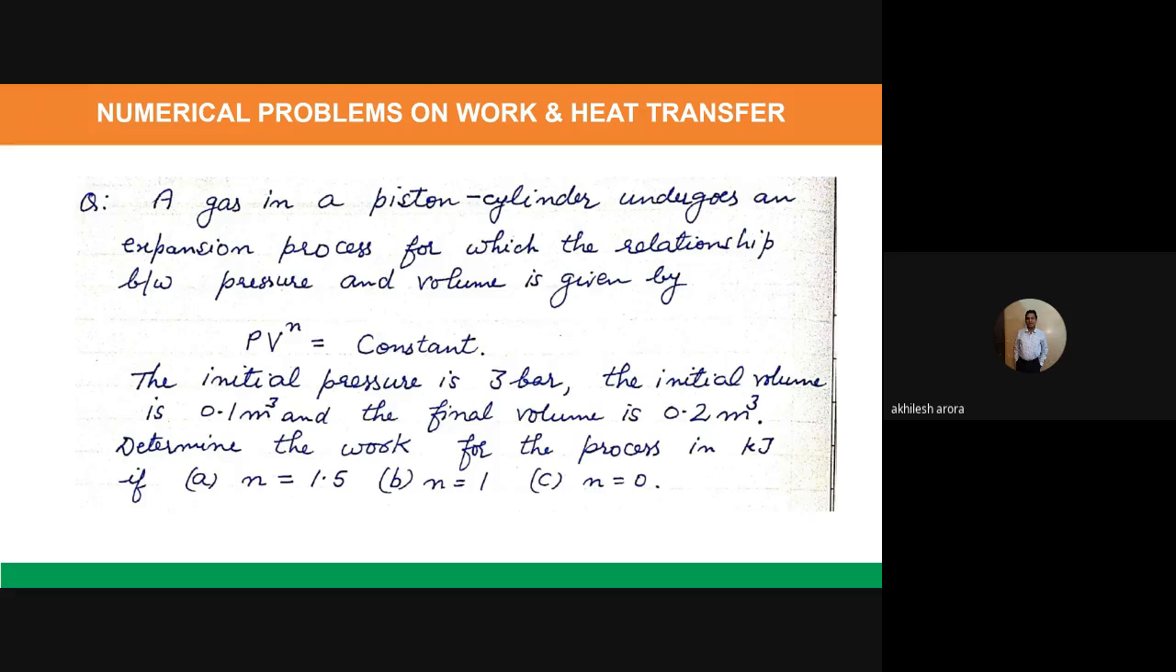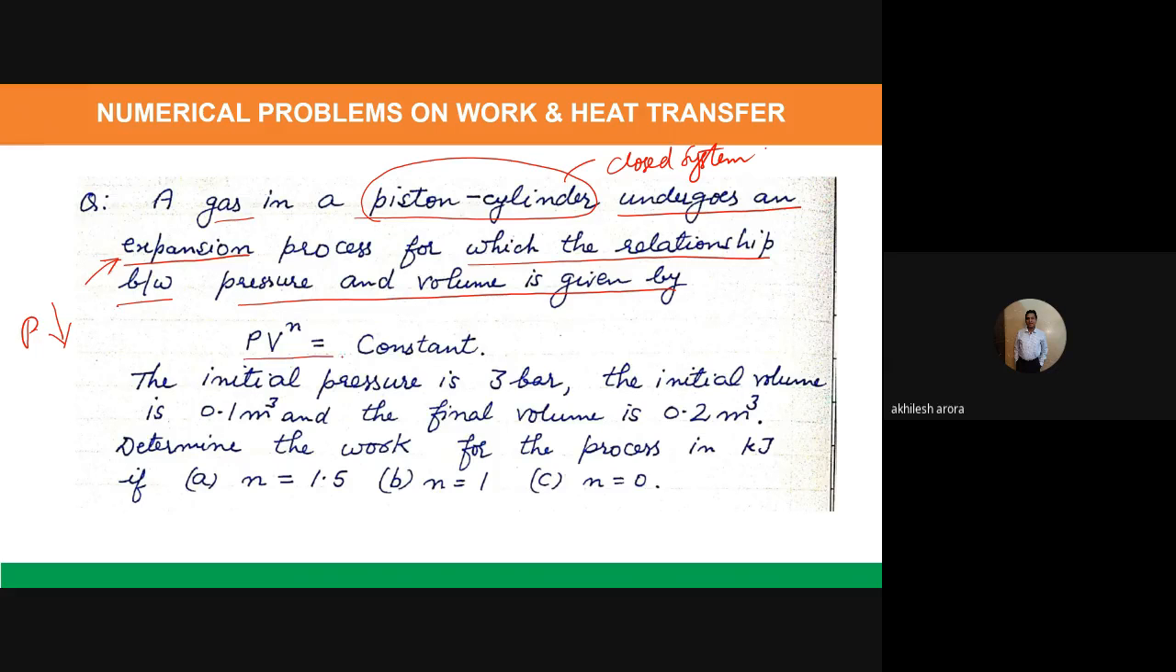Now I am proceeding to a numerical problem on work and heat transfer. So let us see what the problem is. A gas in a piston cylinder. When I say piston cylinder, it means it's a closed system. It undergoes an expansion. Whenever it is an expansion process, it means the pressure is decreasing, for which the relationship between pressure and volume is given by PV raised to power n equal to constant. So the gas is undergoing a polytropic process.